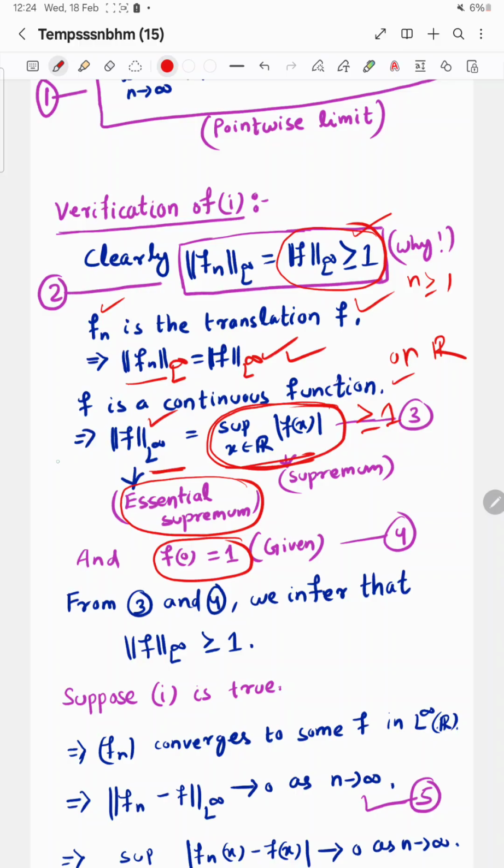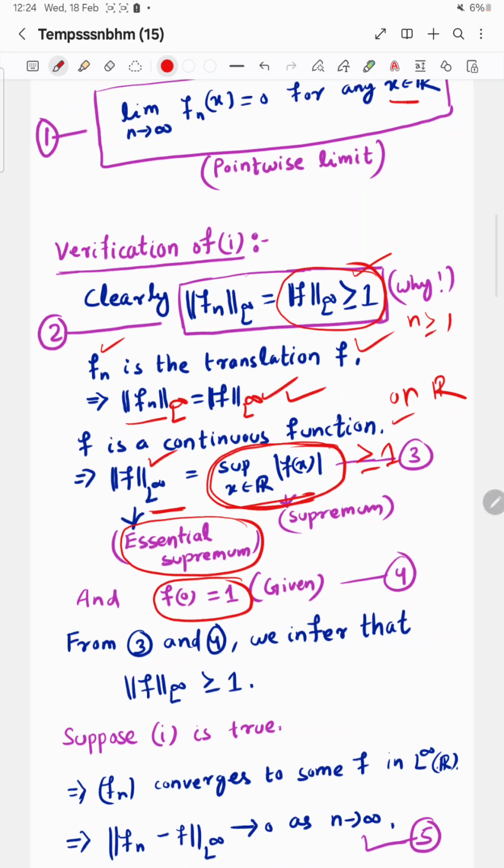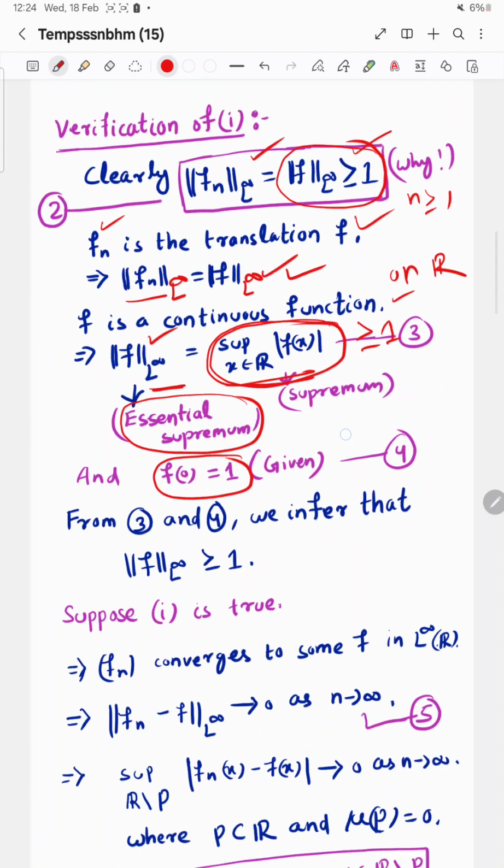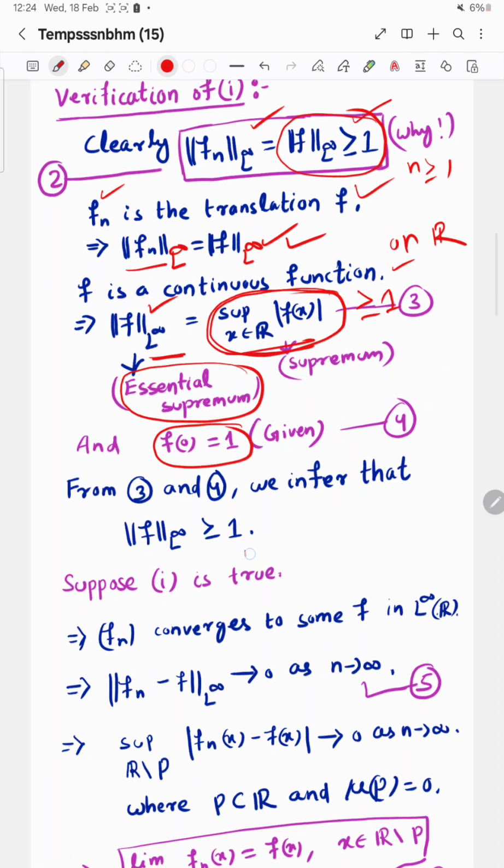I am not providing here the proof that the essential supremum equals the supremum for continuous functions. It is a Stack Exchange proof, and I will provide the link in the description box. You can check it. So we have established this nice property, and this one is true.